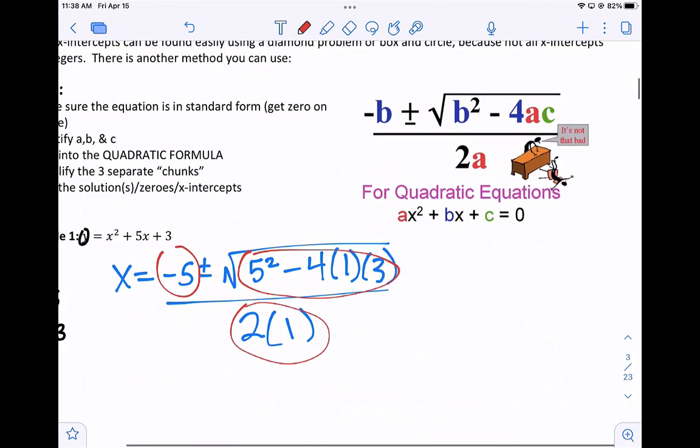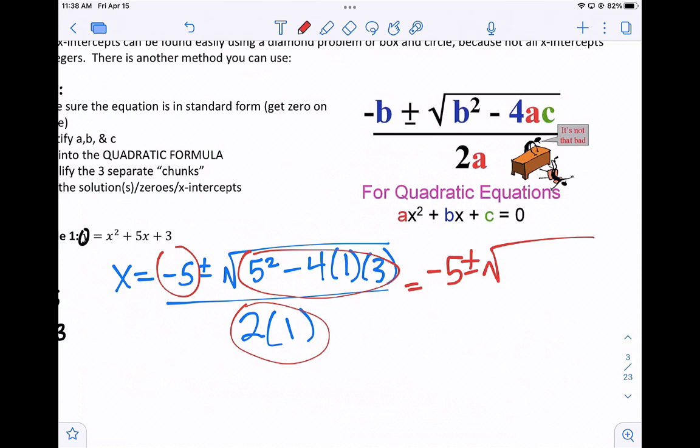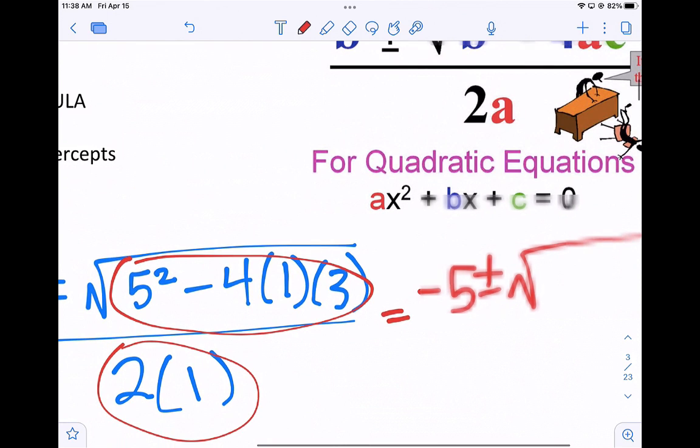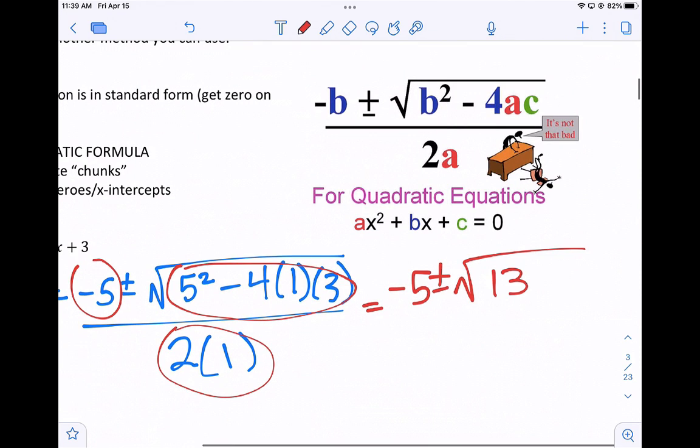So when we simplify, it will look like this. X equals negative 5 plus or minus the square root. 5 squared is 25, and 4 times 1 times 3 is 12. So 25 minus 12 is 13. So we have the square root of 13. And that's all over, and radical down, big, all over 2 times 1, which is 2. And this is now when we can type it into the calculator and get 2 answers.